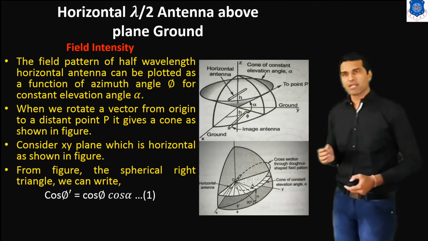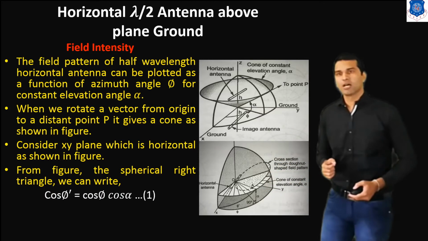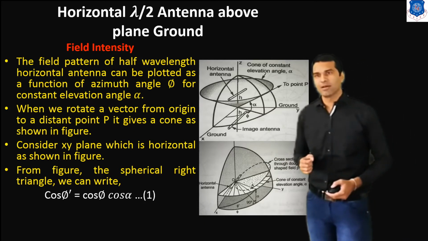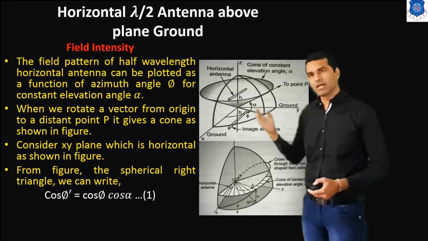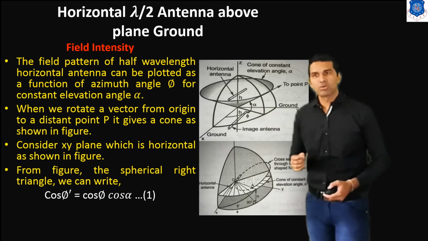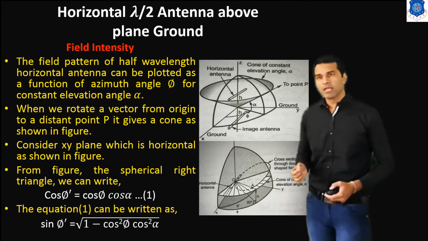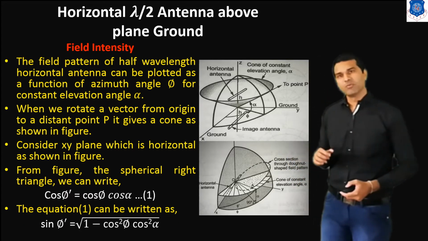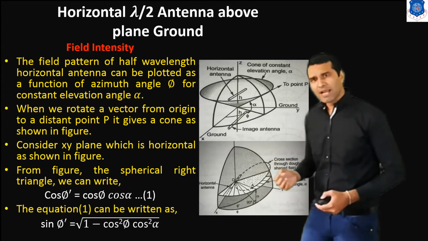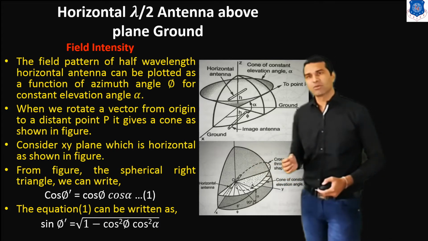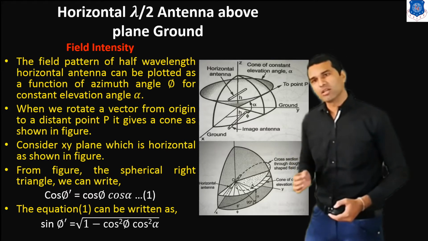Consider the XY plane with horizontal as shown in the figure. From the figure, the spherical right triangle, we can write cos phi dash equals cos phi into cos alpha. And equation 1 can also be written by using a trigonometric identity: sin phi dash equals the square root of 1 minus cos square phi into cos square alpha.